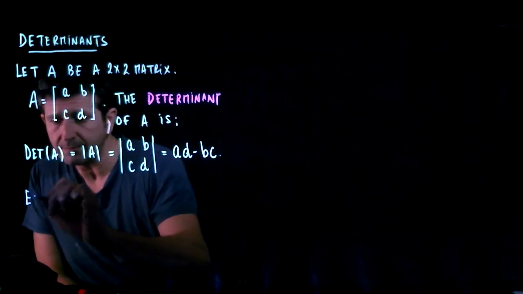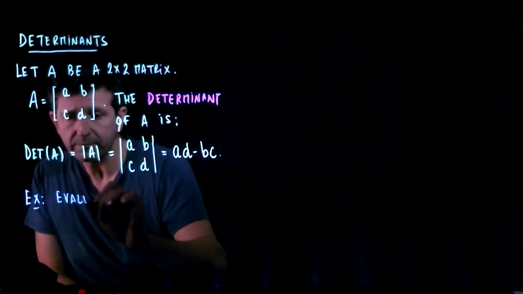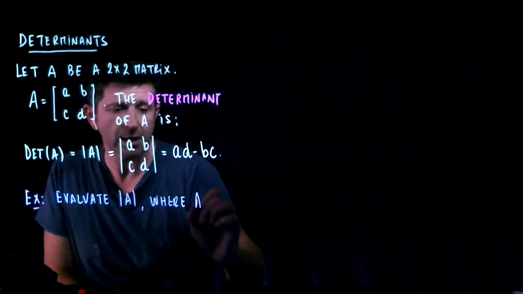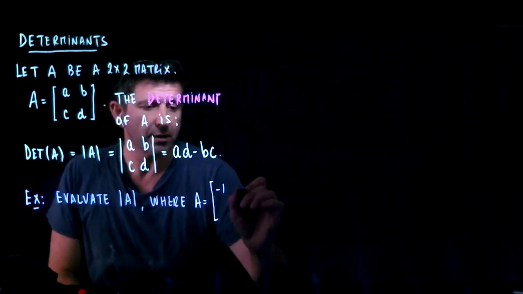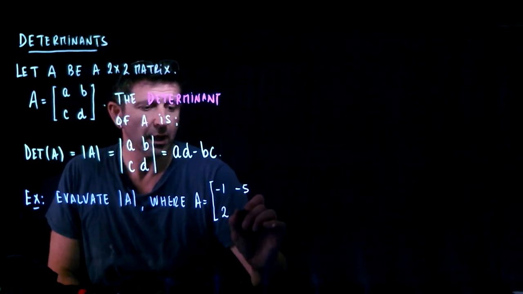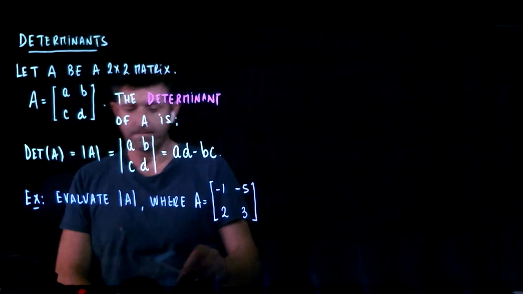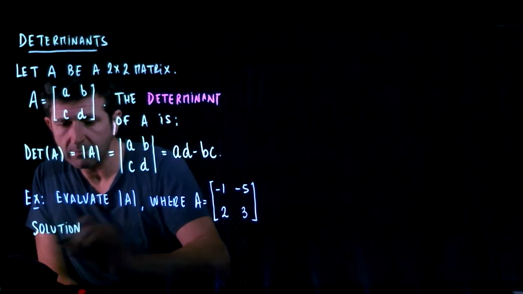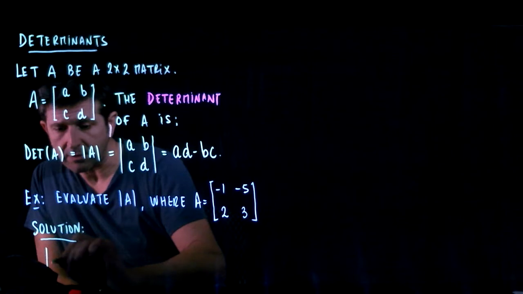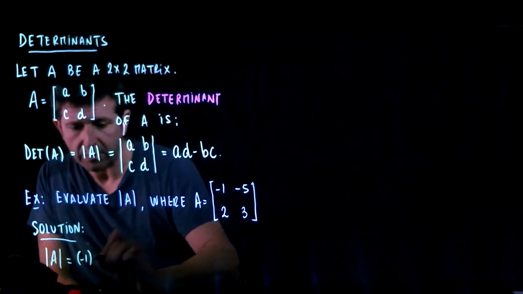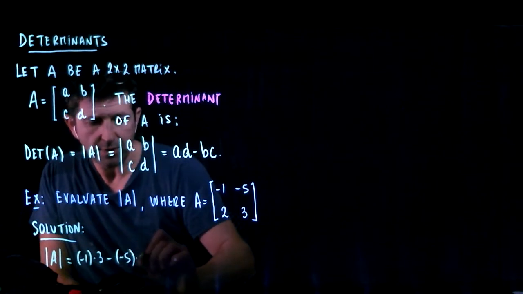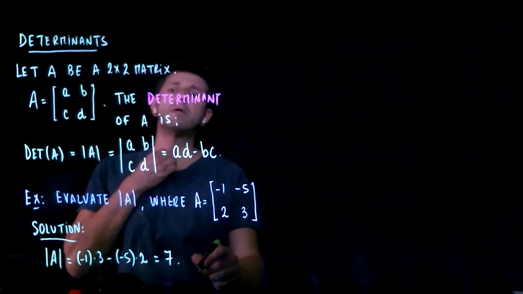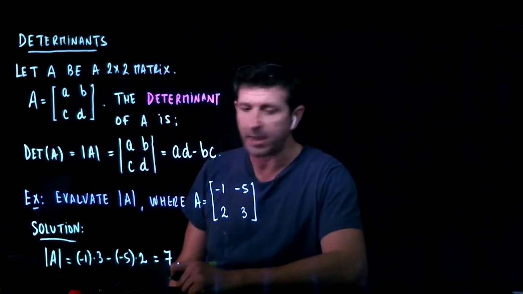So for example, evaluate the determinant of A, where A is equal to the matrix, I don't know, -1, -5, 2, 3. Okay, so I'm just going to apply this formula. Solution. So determinant of A is equal to AD, so -1 times 3 minus BC, which is -5 times 2. And so I get -3 plus 10, which is 7. This is the determinant of this matrix.